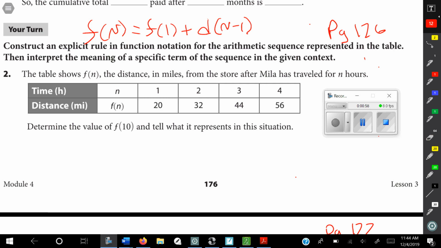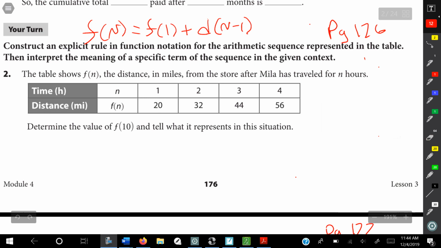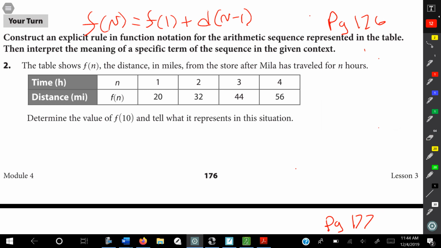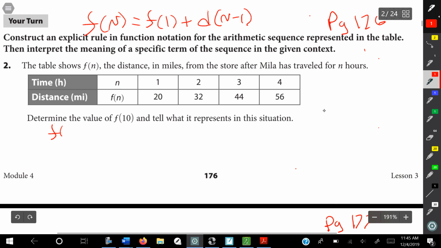Okay, so first we want to write an explicit rule. In order to write an explicit rule, we have our rule up here: f of n is equal to f of 1 plus d times n minus 1. And we need two things. We need the common difference and we need the first term. So I'm going to start off with the first term. The first term here is f of 1, which is equal to 20. So that's the first term.